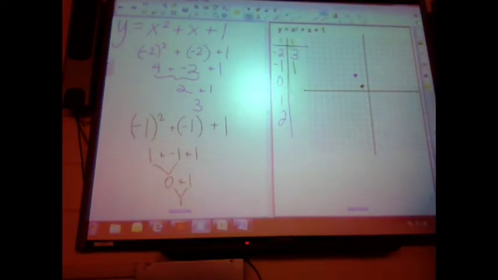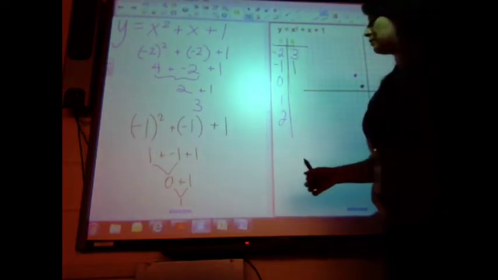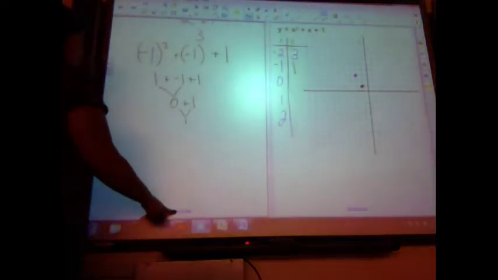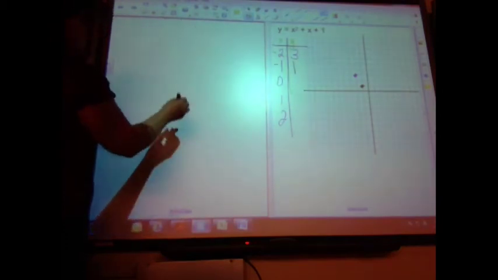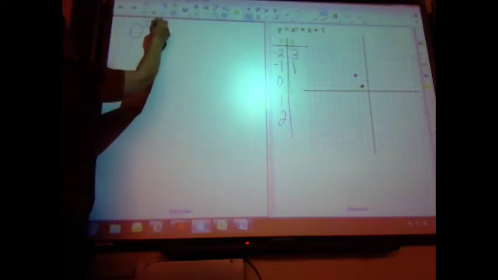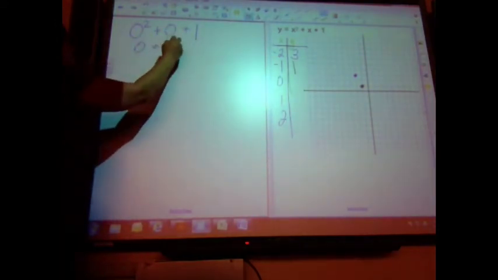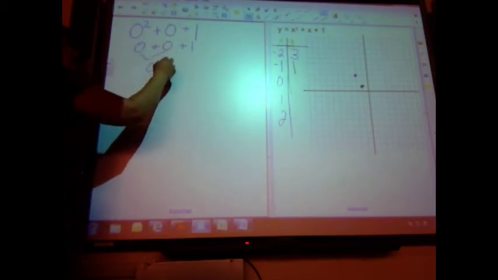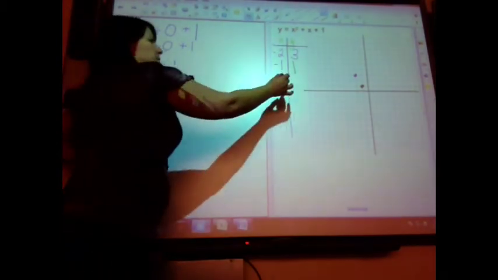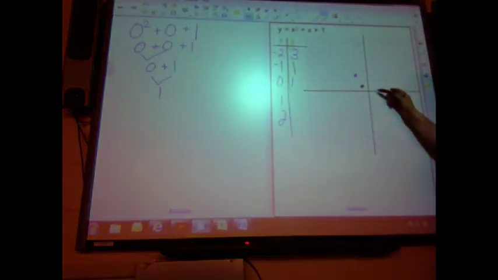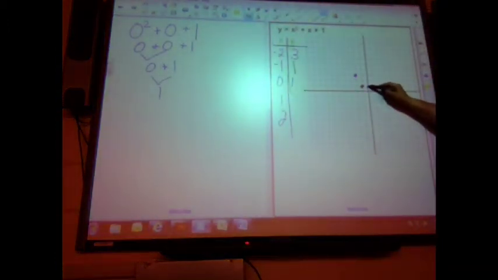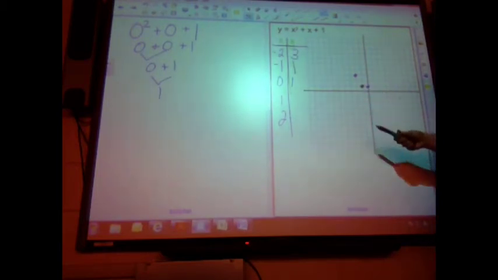Then I do the same thing, but this time I'm going to do it with 0. So I do 0 squared plus 0 plus 1. 0 times 0 is just 0. 0 plus 0 is 0. 0 plus 1 is 1. So I go over 0, up 1. Right now you might be thinking, wow, that doesn't look like a U shape at all. They don't have flat parts in them like that. But we're just going to keep going because this actually does something special right here that I wanted to show you.